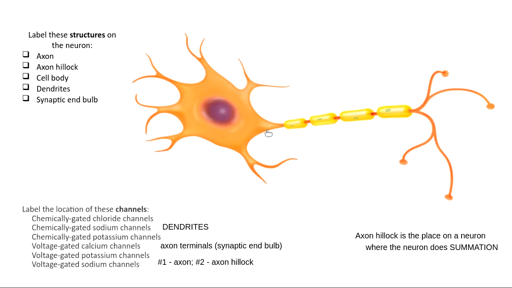If this membrane in the axon hillock gets depolarized, that will depolarize its next door neighbor in the axon because there's voltage-gated sodium channels there. And if these voltage-gated sodium channels get depolarized, these ones will get depolarized as well. It goes all the way down the axon. That's the process of an action potential.